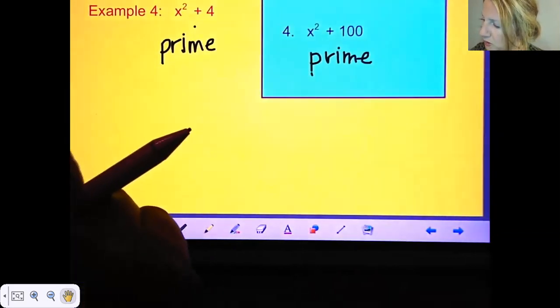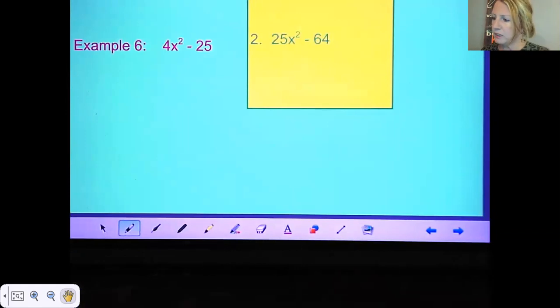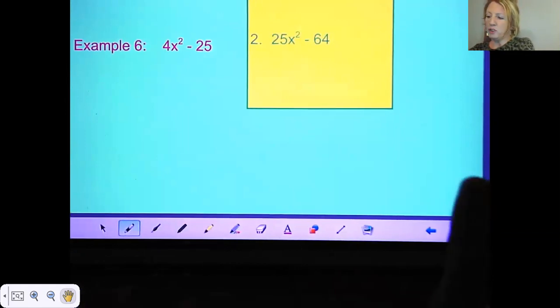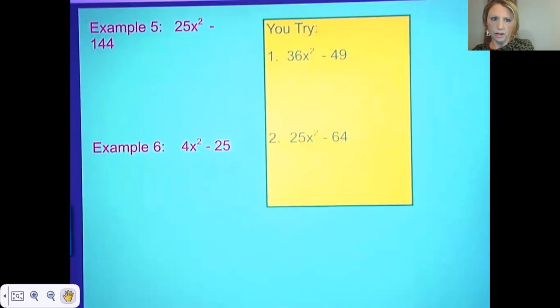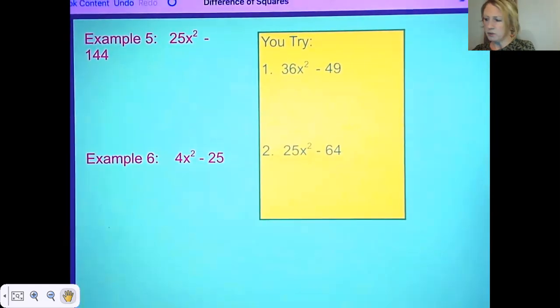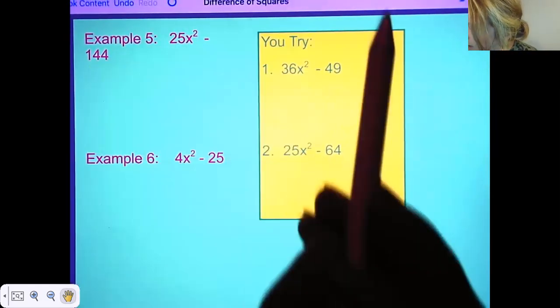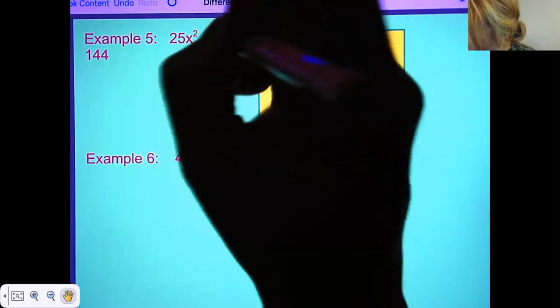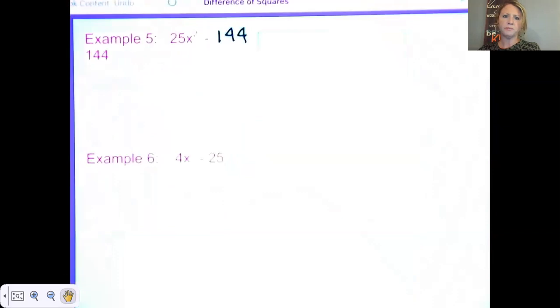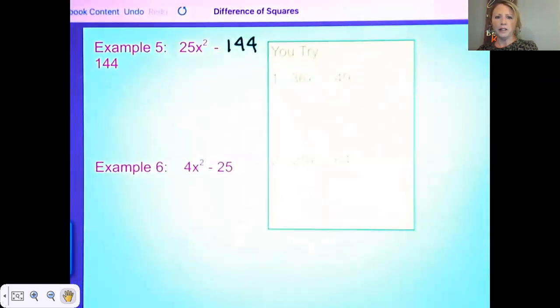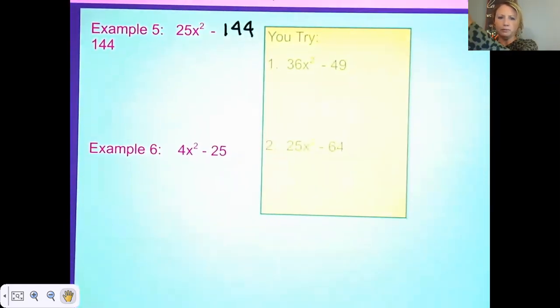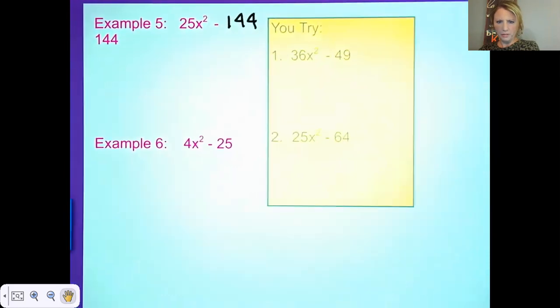Okay, and just one more slide today. The only difference here is now we have some coefficients in front of our x squared. Now this one carried down. My slides are not converting very well to this program today, but that's 25x squared. And I'm just going to write the minus 144 in so we see it all together. So 25x squared minus 144. See if I can get a better focus.